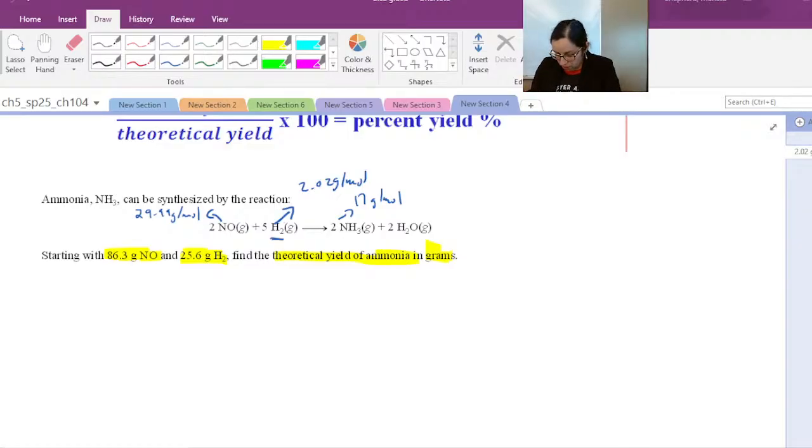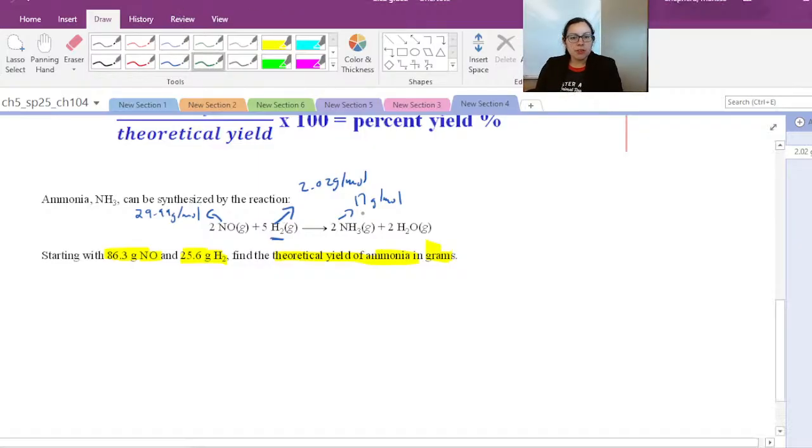All right, so let's start going through this together. Remember, this is technically a limiting reagent problem. So we're going to have to do this whole stoichiometry business twice. First we have to figure out, what's my max potential yield with this amount of NO? What's my max potential yield given this amount of hydrogen? Find the smallest, and then that is our theoretical yield. So let's go through that.